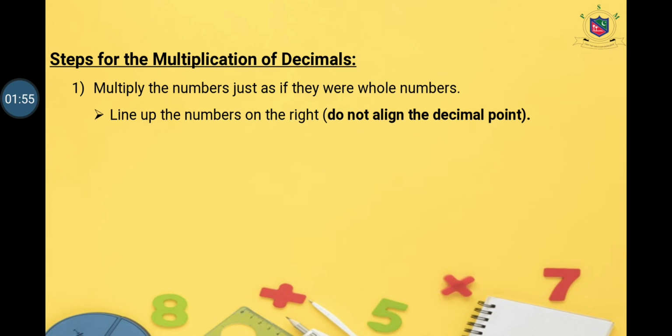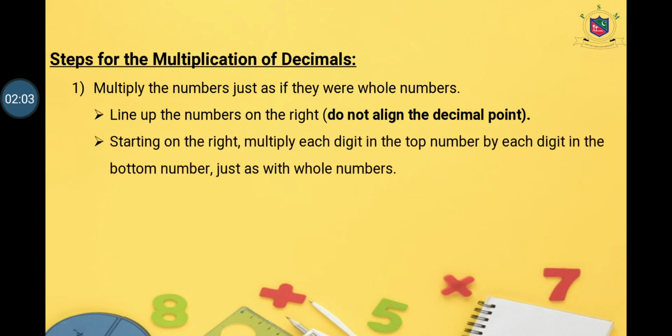How can we multiply? We line up the numbers on the right and do not align the decimal point, as we are going to write it at the end. Start on the right, and multiply each digit in the top number by each digit in the bottom number, just as with whole numbers. And as you know, at the end of multiplication we always add the products.